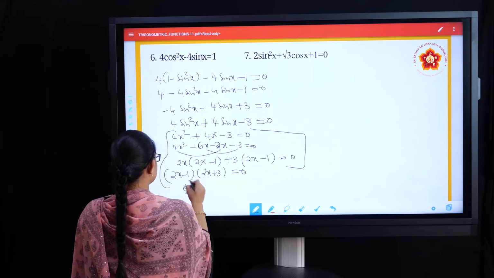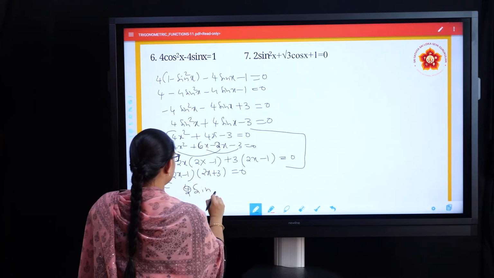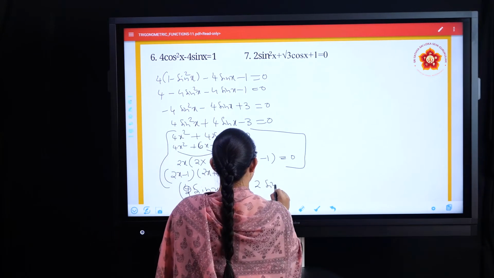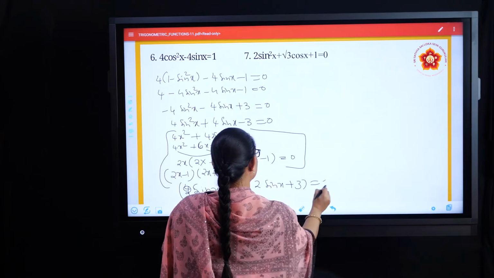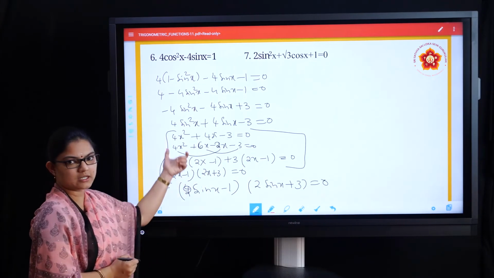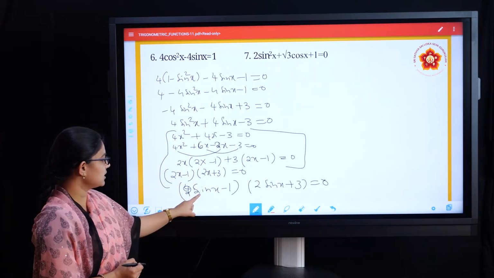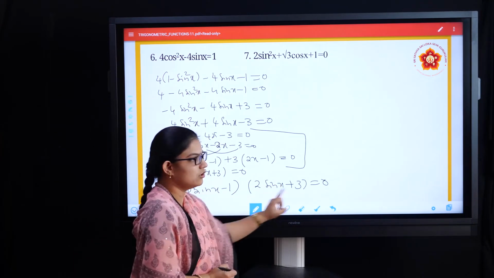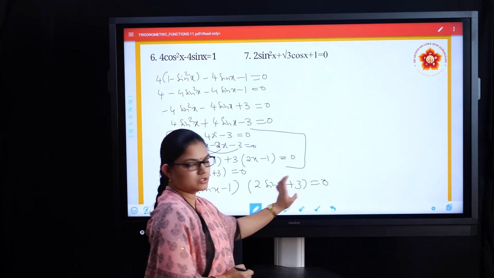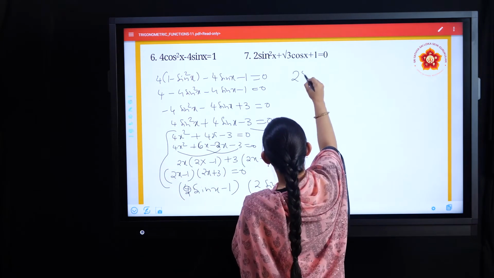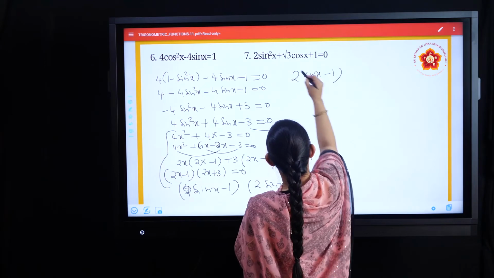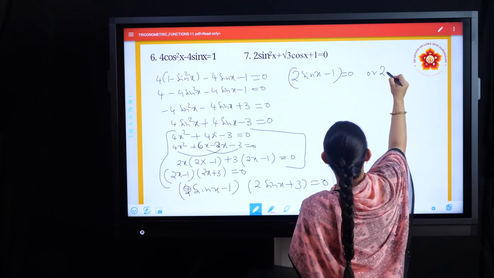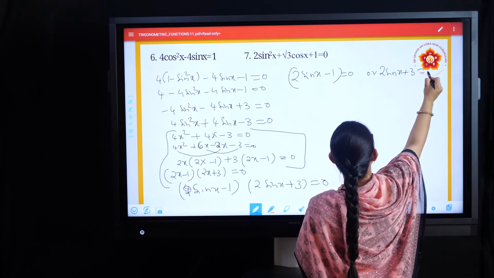2 into x, where x is sin x. So (2 sin x minus 1) into (2 sin x plus 3) equal to 0 by factorization method. Now 2 sin x minus 1 is equal to 0, or 2 sin x plus 3 is equal to 0. So I can write 2 sin x minus 1 is equal to 0, or 2 sin x plus 3 is equal to 0.